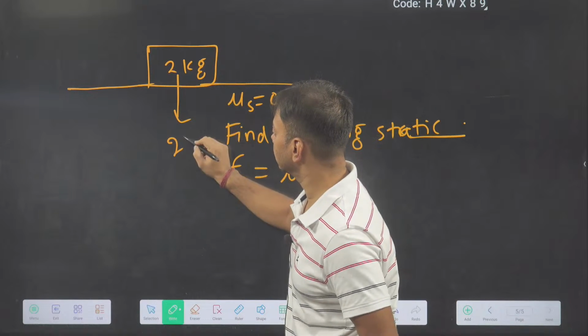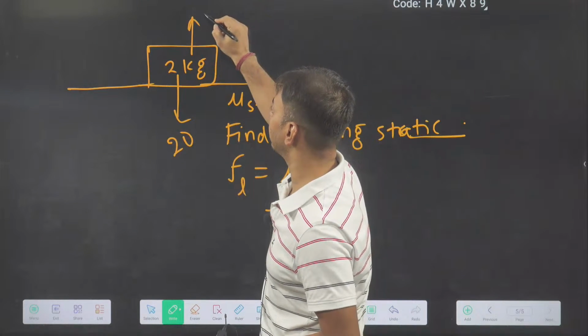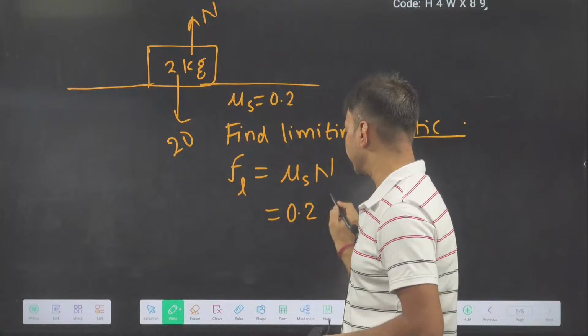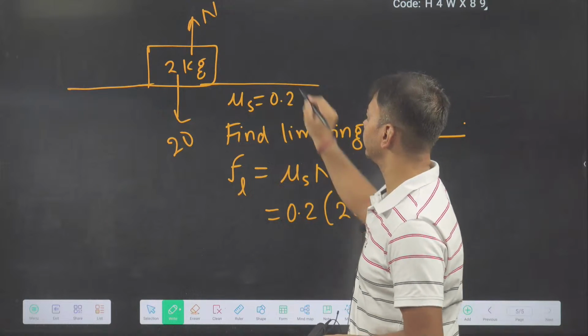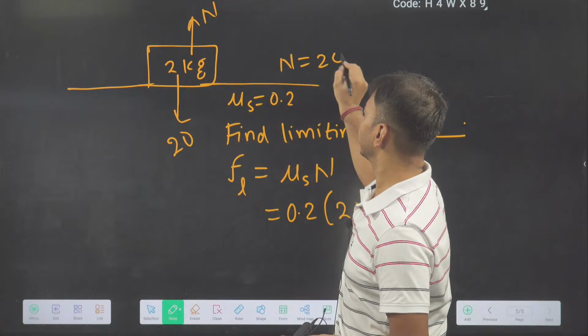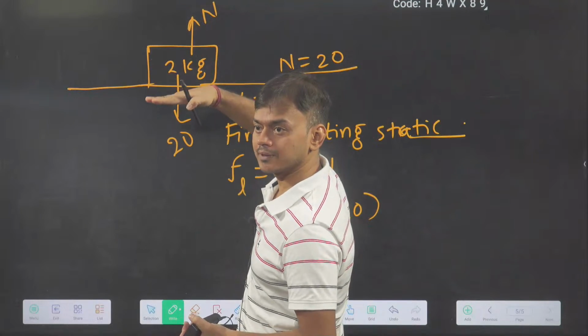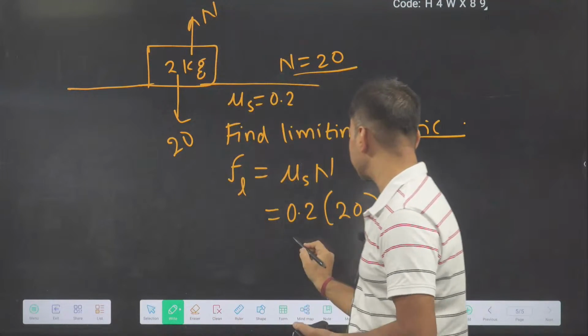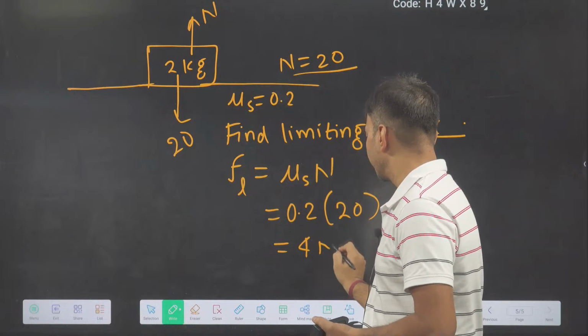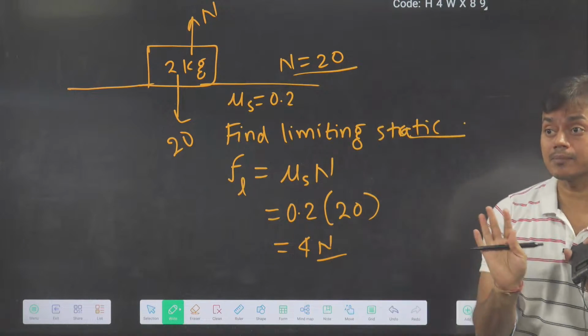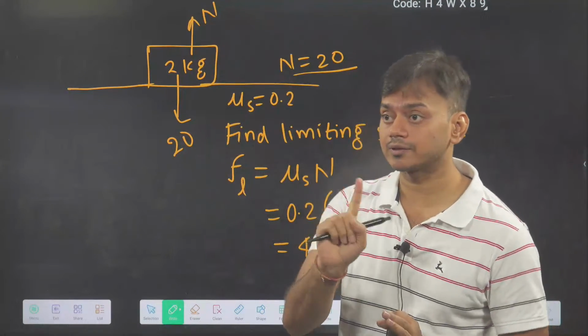Normal reaction can be obtained just by drawing a simple FBD. Normal reaction is 20. There is always equilibrium perpendicular to the contact surface, and the contact surface is the ground. Normal reaction is 20, so the answer is 4. This means this is the maximum static friction, not the unique value of static friction.